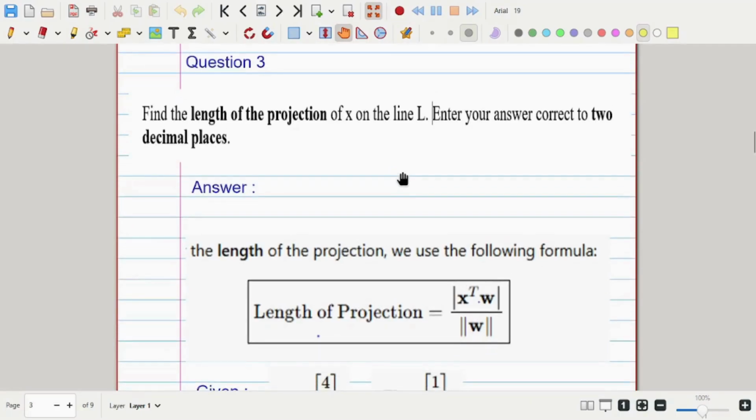Question 3. Find the length of the projection of X on the line L. Enter your answer correct to 2 decimal places. Answer: the length of the projection is calculated by the formula absolute value of X transpose W divided by the norm of vector W.